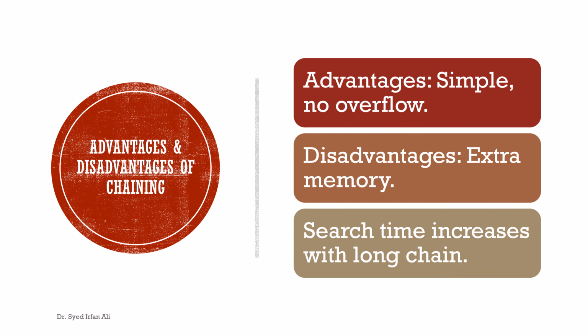Chaining has some advantages. It is simple to implement and there is no table overflow problem. We can store any number of values at one index. But there are also disadvantages. Extra memory is required for linked lists. If the chain becomes long, searching becomes slow because we have to traverse the list.